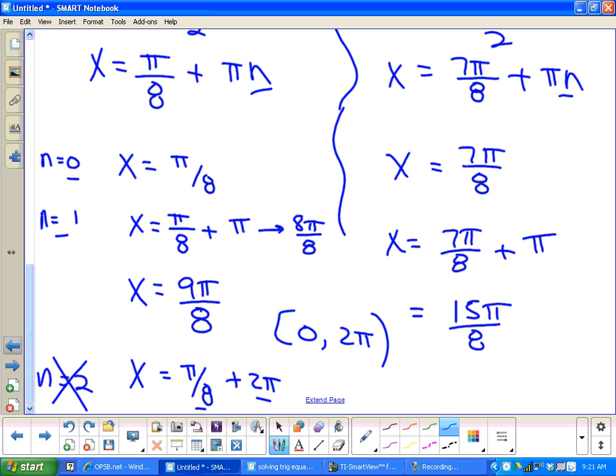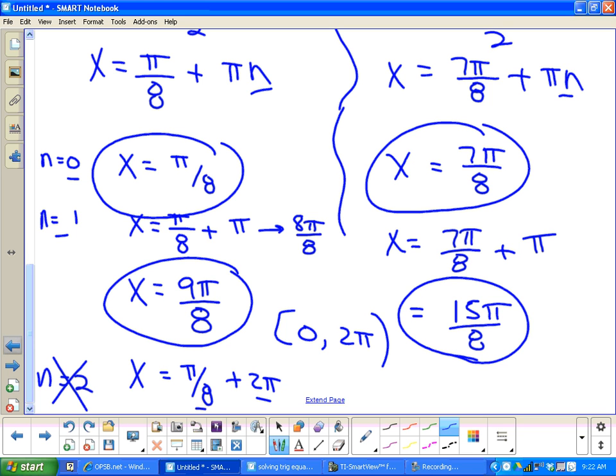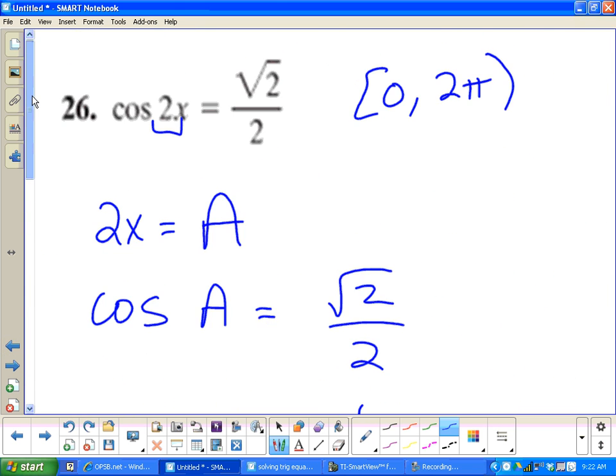All right, so look how many solutions I had, because I got to circle them all. 4. Okay, so we had 15 pi over 8, 9 pi over 8, pi over 8, 7 pi over 8. Lots of solutions. Okay, so with this, with the coefficient having an argument right there with that 2, that measly little 2 caused all that work at the end.